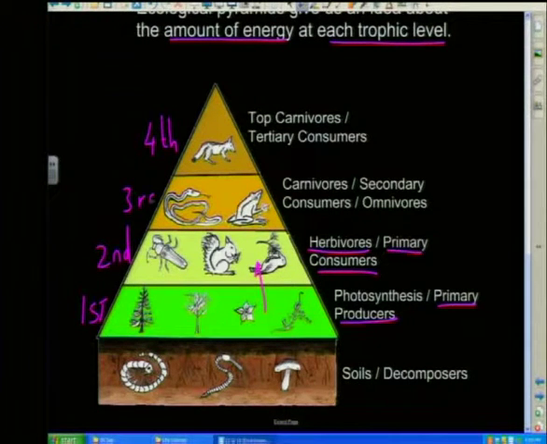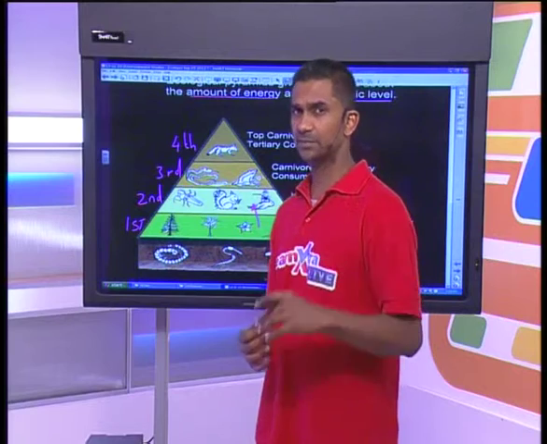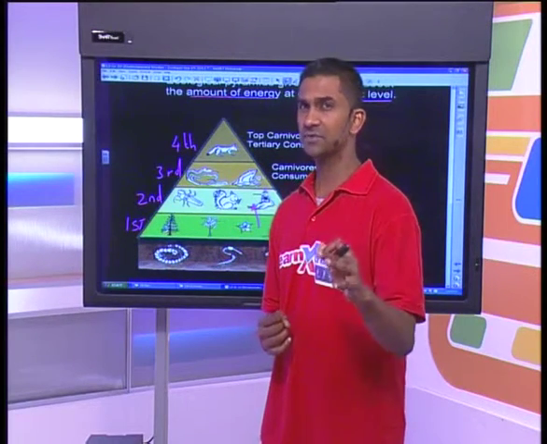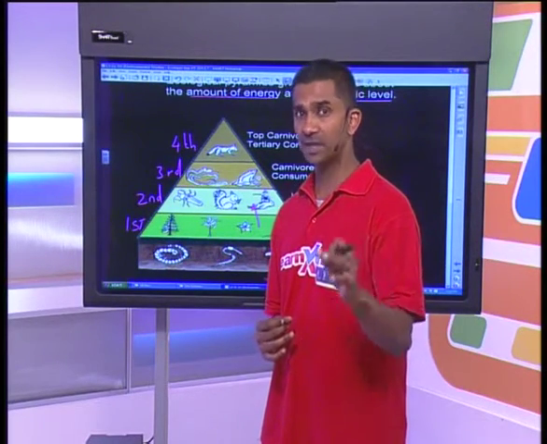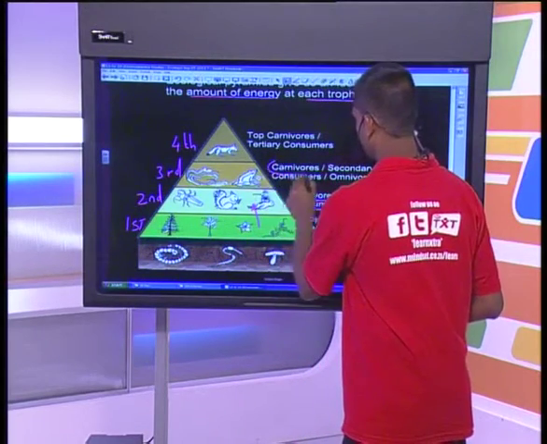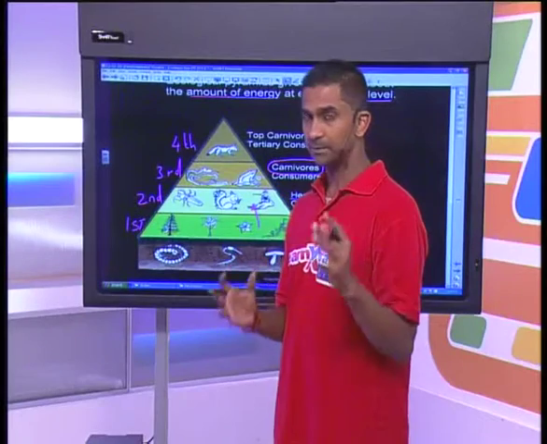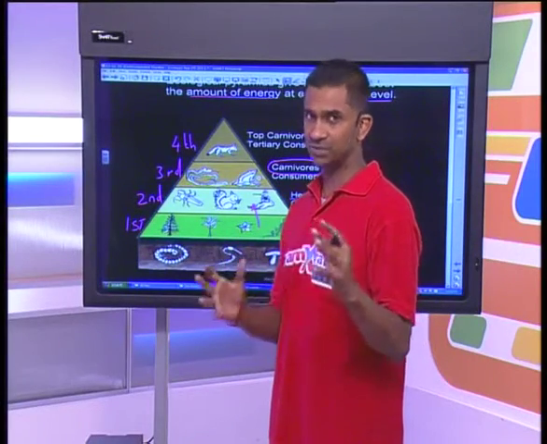On the third trophic level here, we find that we've got our secondary consumers, which could be made up of both omnivores and carnivores. And to recap on what omnivores were, omnivores refer to organisms that feed on both plant and animal material, and your carnivores refer to organisms that feed exclusively on meat or do not eat plants.